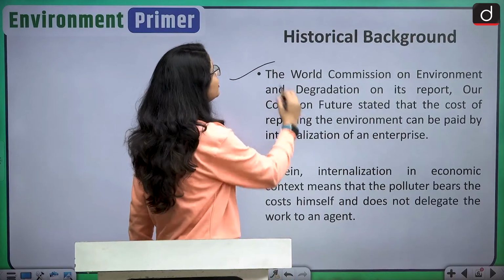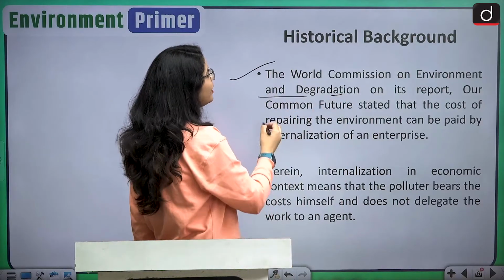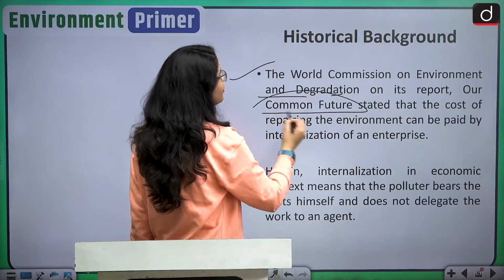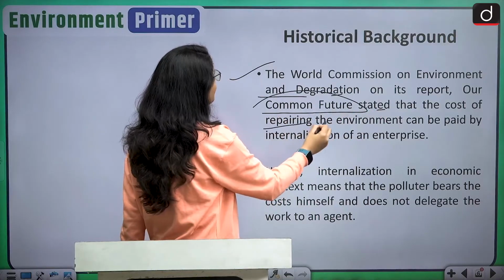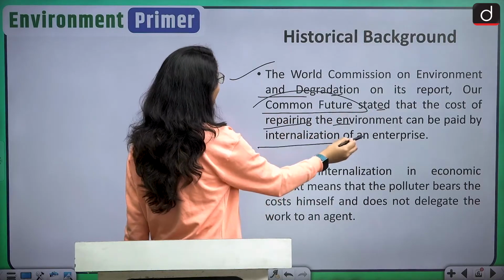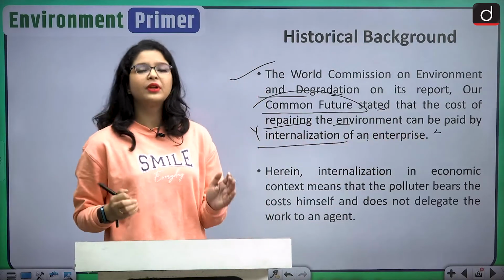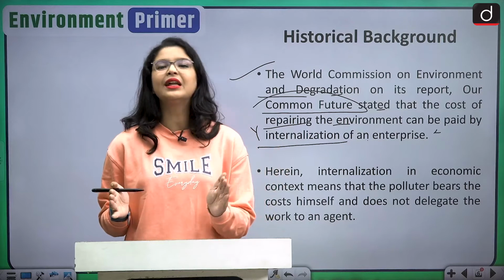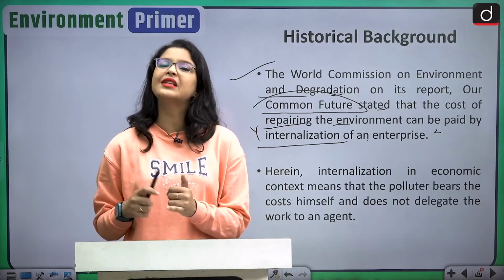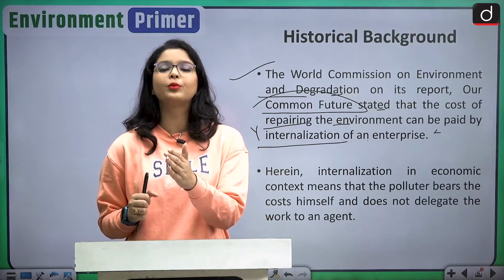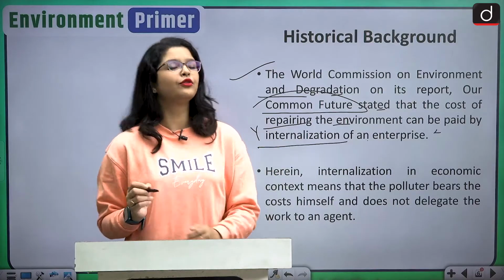Now, if I talk about the historical background of this principle, how it evolved throughout the world. The World Commission on Environment and Development, in its report Our Common Future, stated that the cost of repairing the environment can be paid by internalization of an enterprise. So it evolved this concept known as internalization of an enterprise, and it said that the cost should be borne by those who pollute the environment.